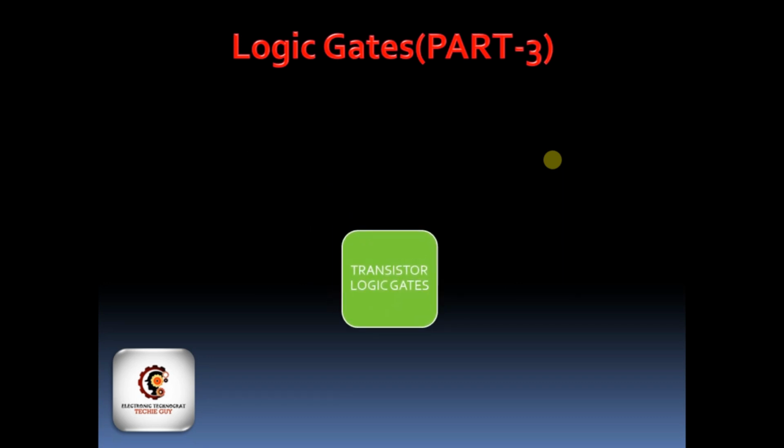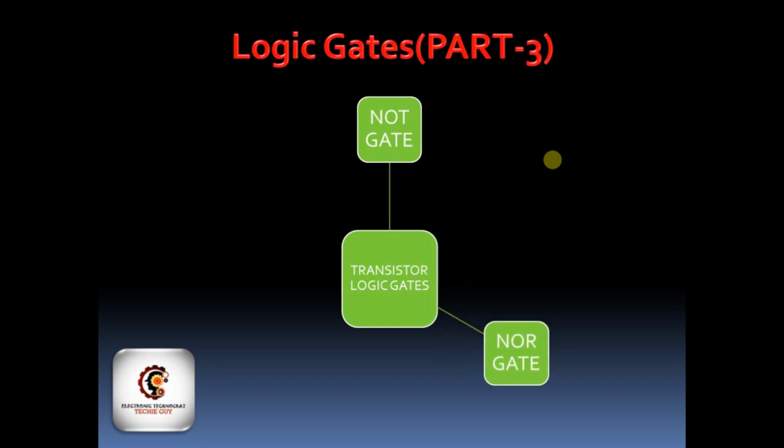So any guesses how many parts it is divided into? That's correct. It's divided into 3 parts, or we can say 3 logic gates are involved. The first one is the NOT gate. The next one is the NOR gate, that is N-O-R. And the third one is the NAND gate, that is N-A-N-D. We will study each of these gates one by one in each part of the video. So this part will be focusing on the NOT gate.